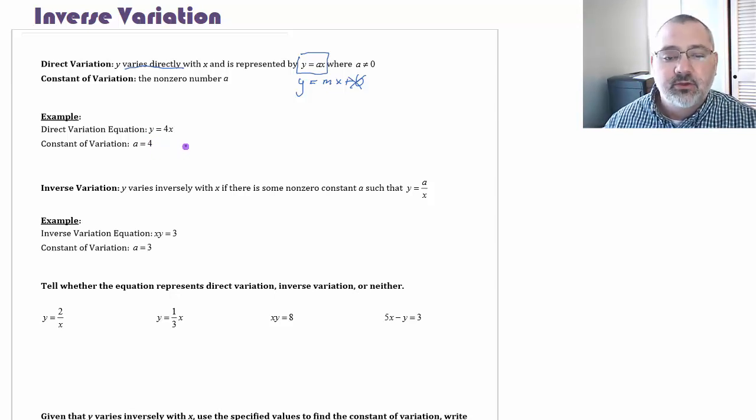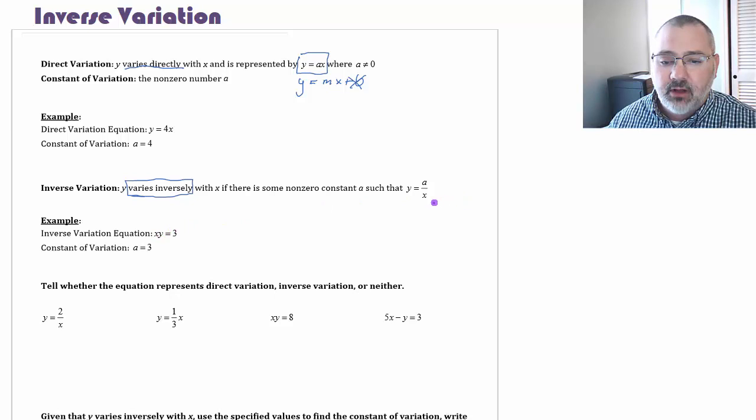Now let's take a look at the new part, inverse variation. When y varies inversely, now look out for these words here. y varies inversely with x if there's some non-zero constant a such that y equals a divided by x. So in this case, our constant is being divided by x. So an example of inverse variation is xy equals 3.